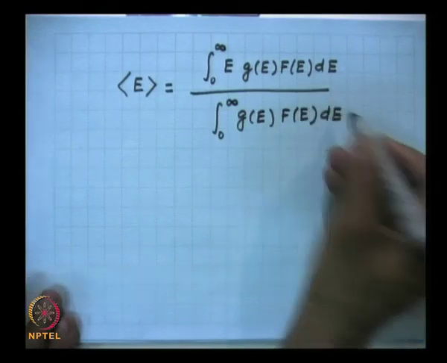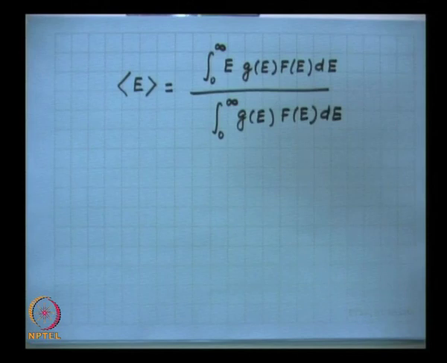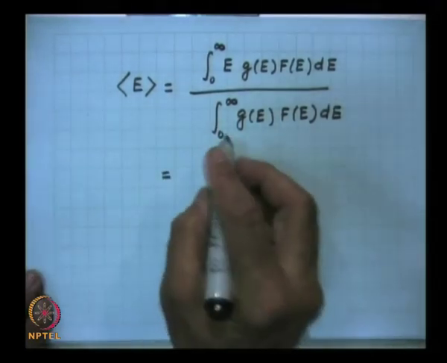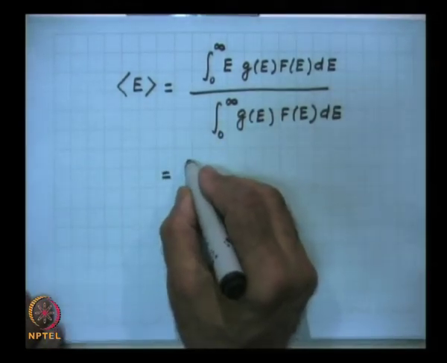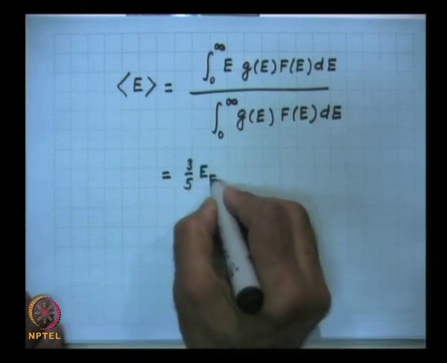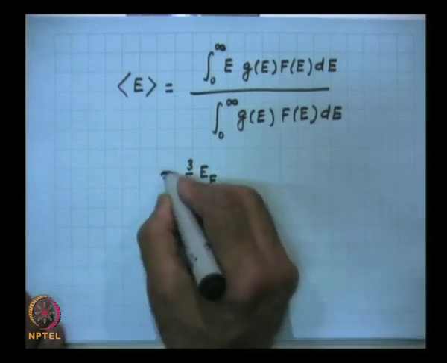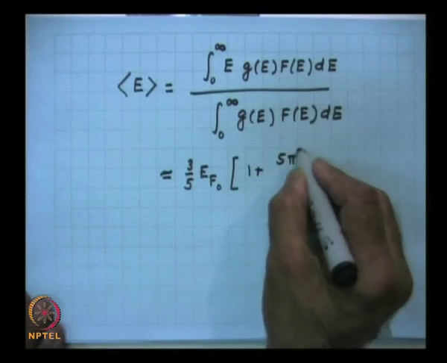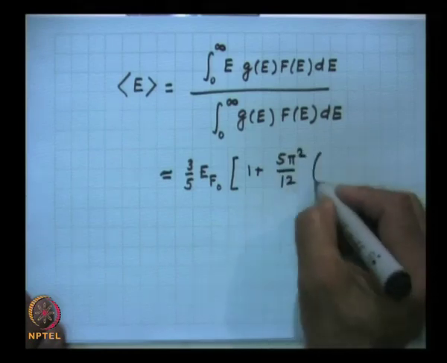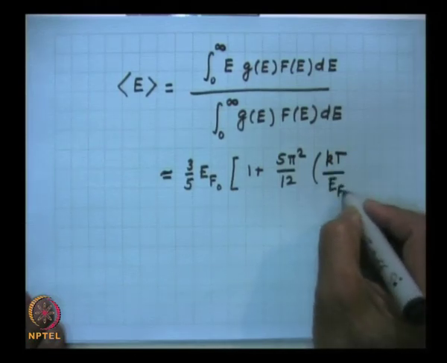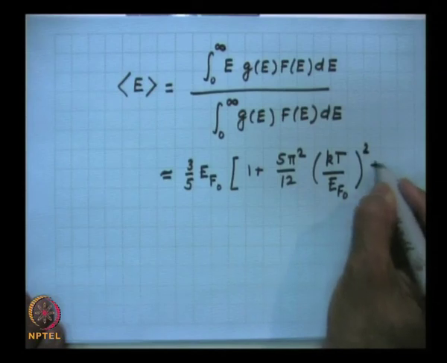We have calculated this at absolute 0. If I calculate this at a particular temperature, the calculations are slightly cumbersome, but the final result is that the average energy is 3/5 E_F0, approximately equal to [1 + (5π²/12)(kT/E_F0)² + ...].